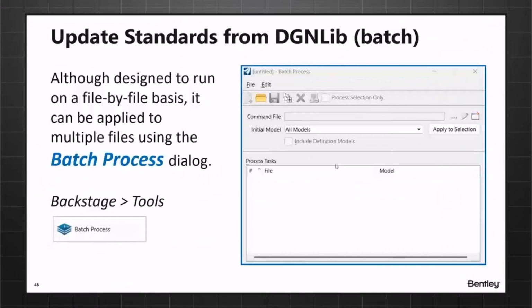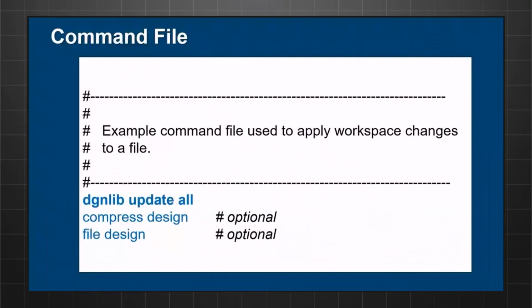Now, again, you can run it on a file-by-file basis, but what if you wanted to apply it to multiple files? Well, once again, you would do it using the batch process dialog that we showed earlier. Again, just available on the backstage under the tools. Here is the command file. If you're interested in doing that, the command is DGN Live space update space all. That's the only command you need. So you just use that as your batch file, put the list of DGNs in your batch process, kick it off, and it'll just go to each file and update from DGN Live.